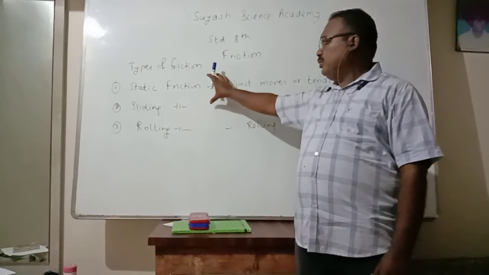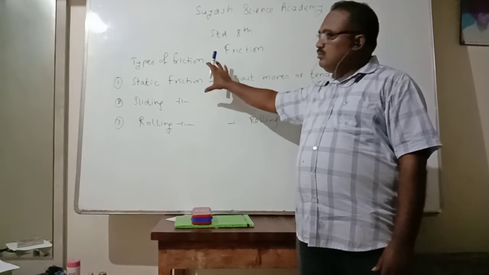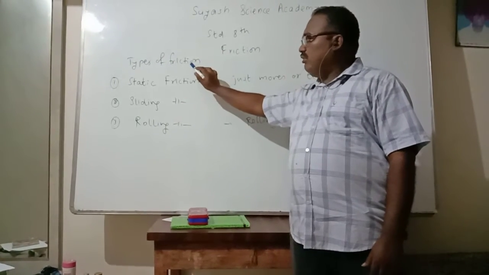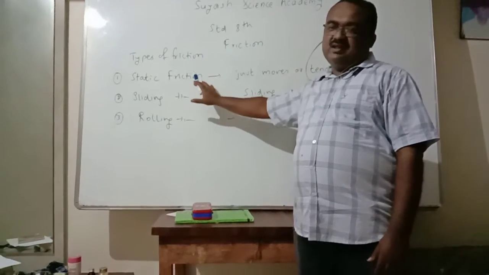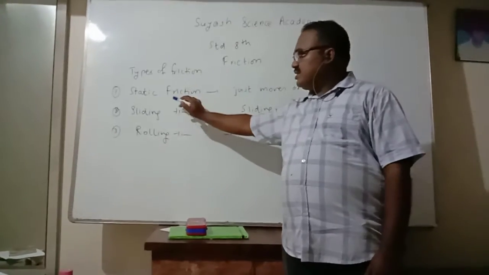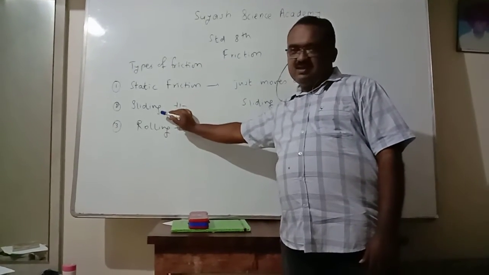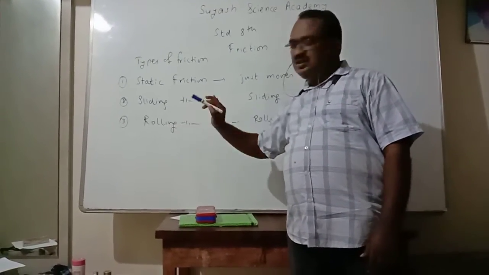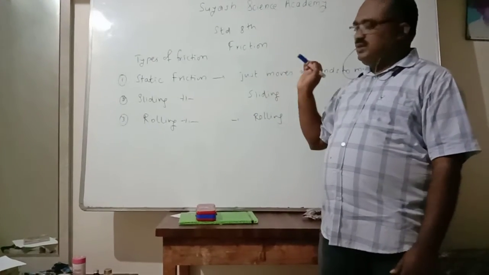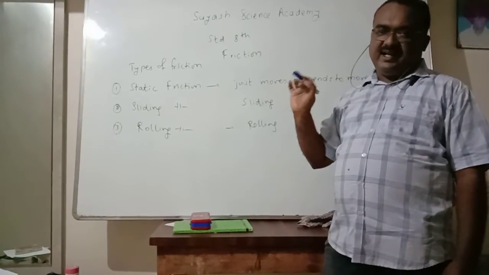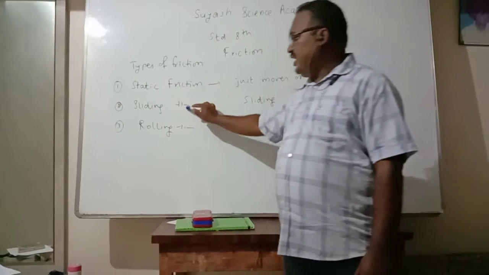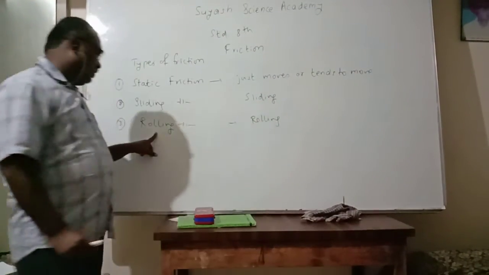Okay, this is an important section of the chapter. We will discuss types of friction. There are three types of friction. One is static friction, second is sliding friction, and third is rolling friction.